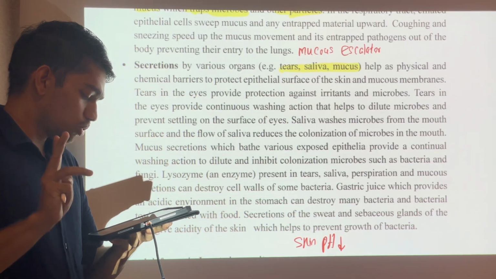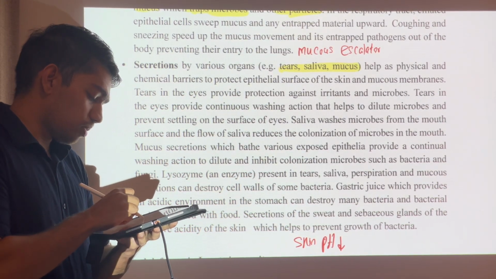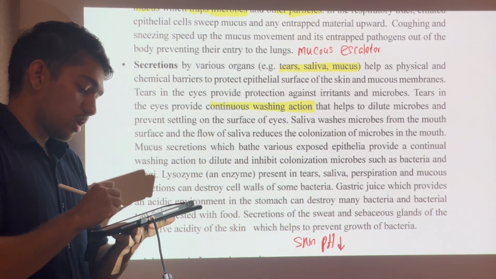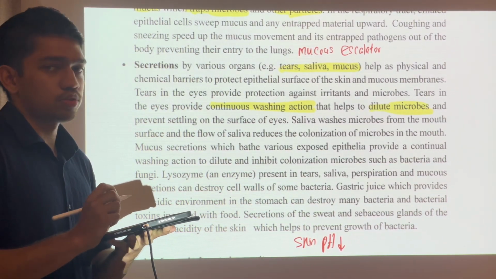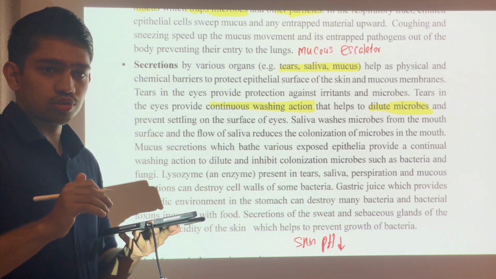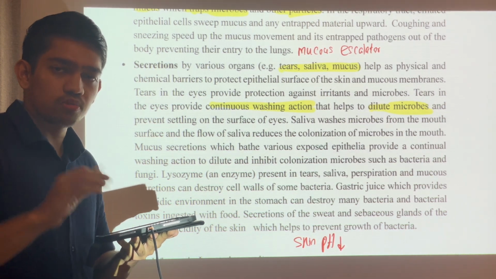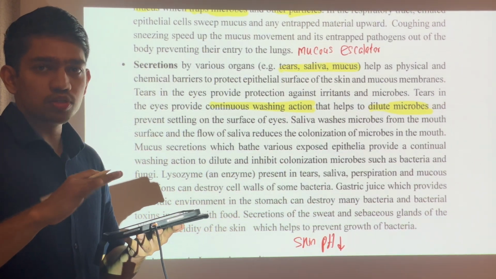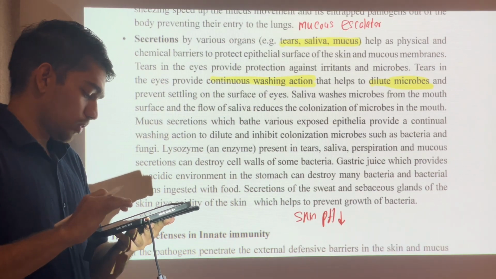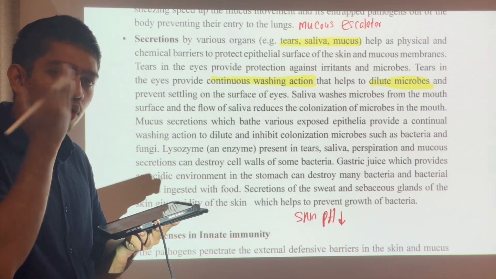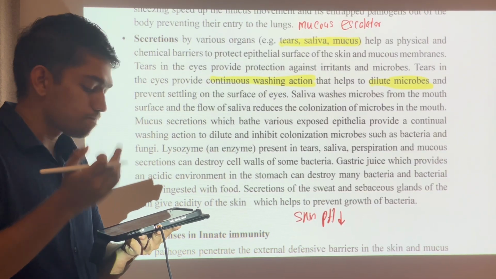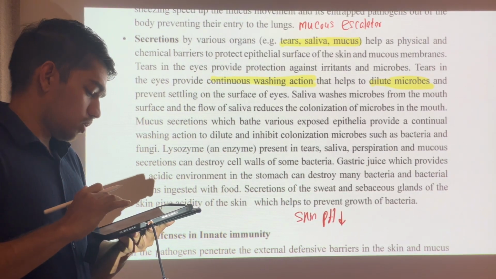So it's going to do two things. It's going to provide a washing action that is again going to dilute your microbes. It is going to reduce the concentration, and a reduced concentration of microbes has not enough power to do anything. So it's going to prevent settling of them on the protective layer, the cornea, the outermost layer of your eye. It's going to remove the microbes.